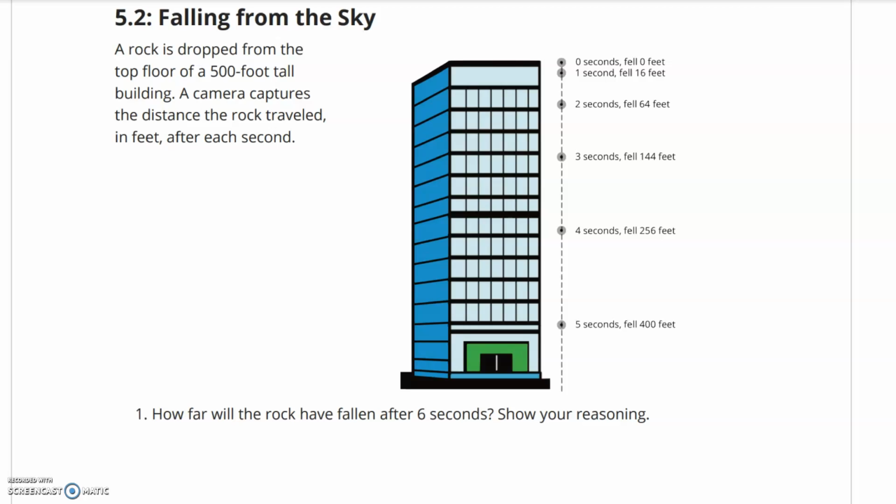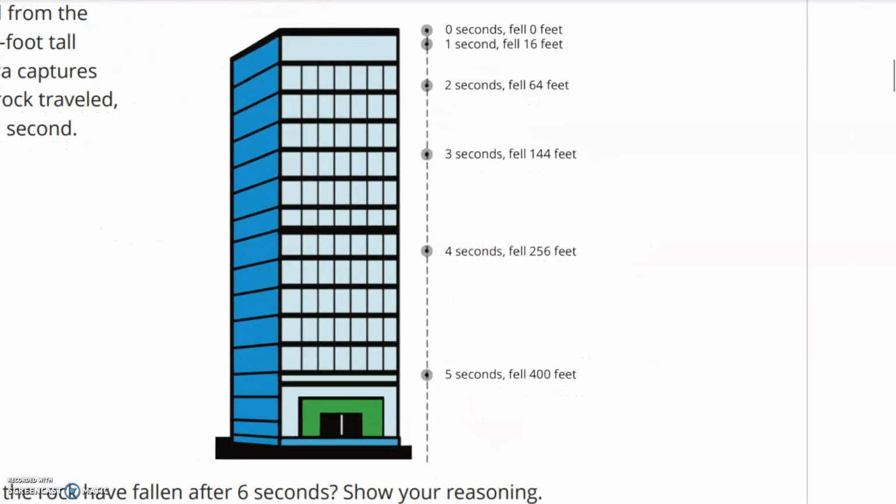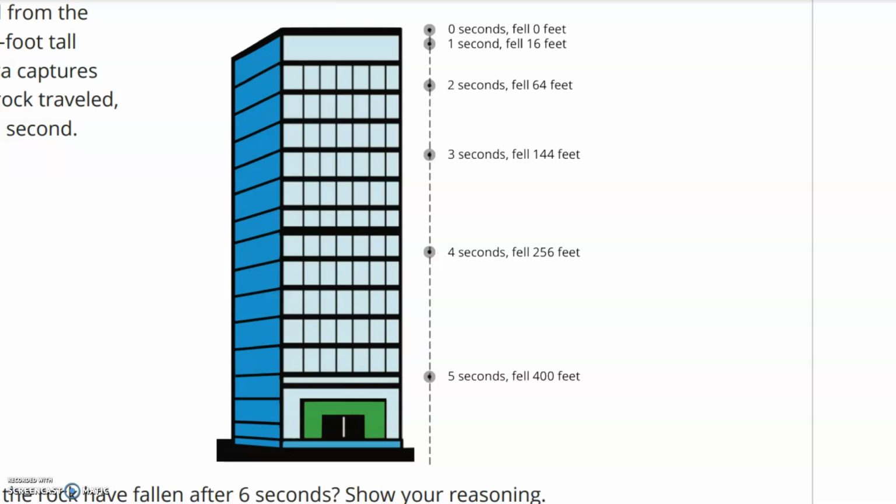So I'm going to zoom in here and I'm going to look at the position of the rock after 0 seconds. Obviously, we're still holding the rock and it hasn't fallen at all. Now we let go. As 1 second goes by, it is going to travel 16 feet. And then after 2 seconds, it's going to go 64 total feet. After 3 seconds, it has fallen 144, 4 seconds, 5 seconds, and so on.